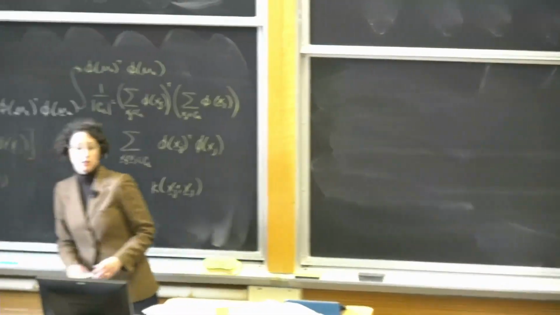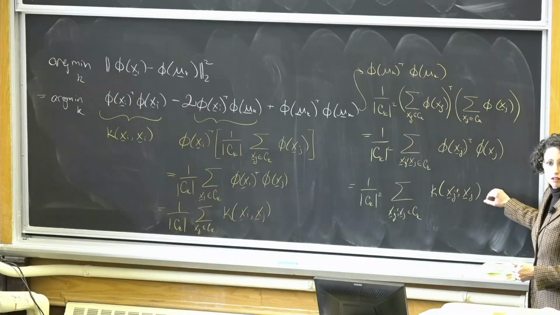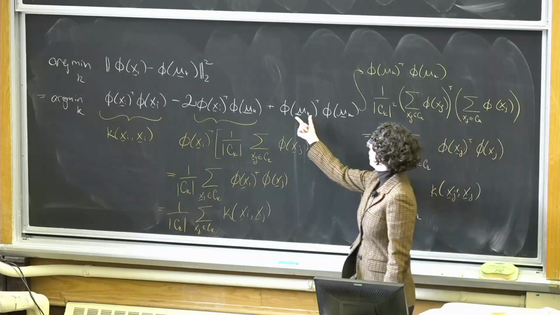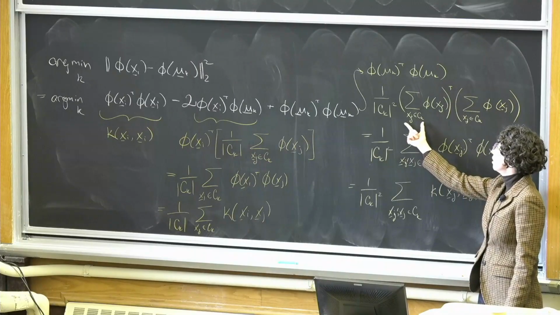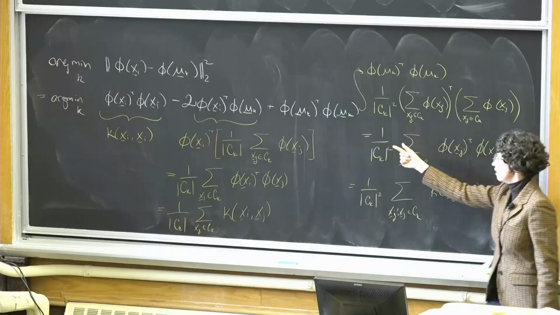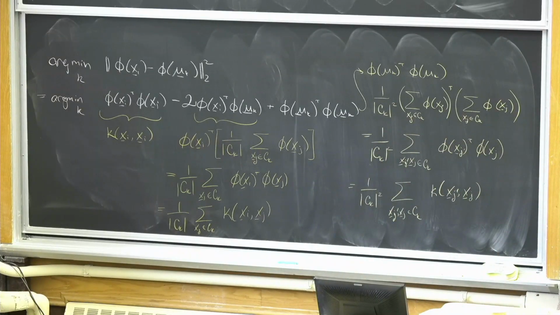For the third term that you just derived, you're summing over xj's in ck for both summations? That's right, that's exactly right. If we think about it, mu k is just by construction the sum over x's in that cluster, and we've got the same kind of mu k on both sides of this inner product, and so it's exactly the same.